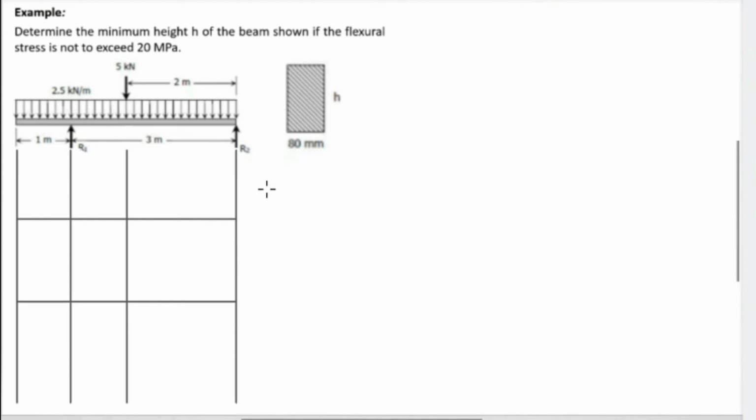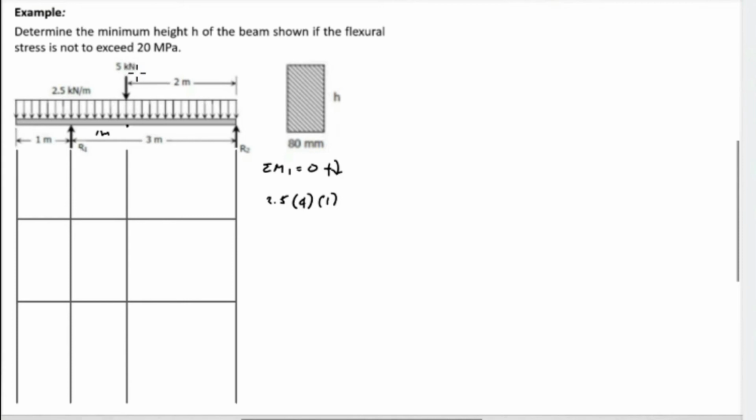First, we need to find the value for the reaction R1 and R2. Summation of moment at 1 is equal to 0. So we have the uniform load, which is 2.5, and the total length is 1 plus 3 or 4 meters. And then the resultant is at 2 meters halfway, so which means this will be the resultant, and the value from this point up to point 1 is equivalent to 1 meter. So this is equivalent to 1 meter, and the direction is clockwise direction, and it is positive.